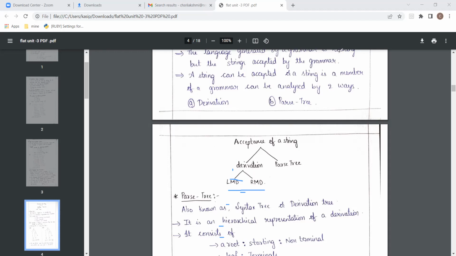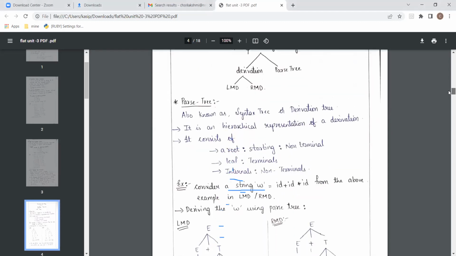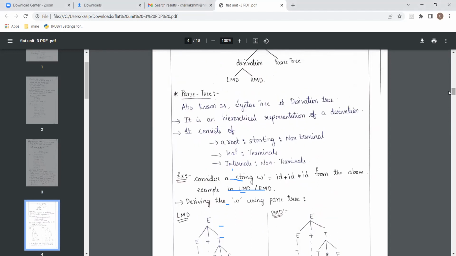I already told you that there are two ways: one is the derivation, another one is the parse tree. So what is meant by a parse tree? It is also known as the syntax tree, or the derivation tree. We can call the parse tree a syntax tree and also a derivation tree. A tree is a hierarchical representation of the derivation.